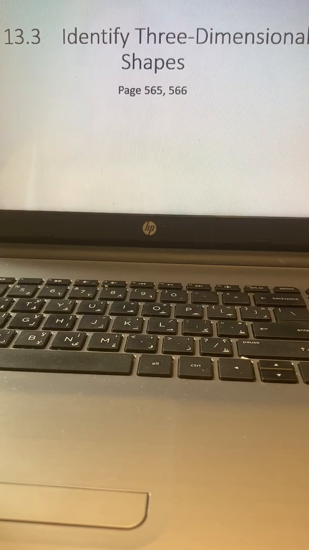Today, we will explain 13.3 Identify three-dimensional shapes. We will solve together 565 and also 566. So please bring your math book, give me your attention, and we will start.